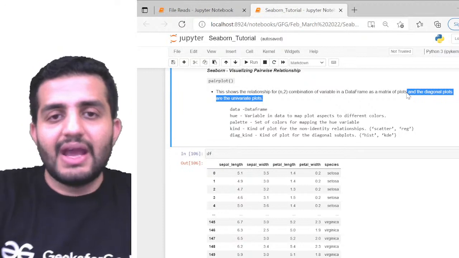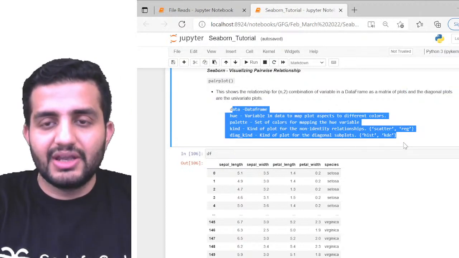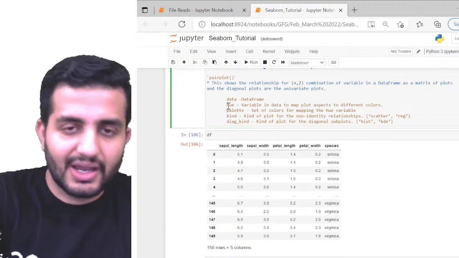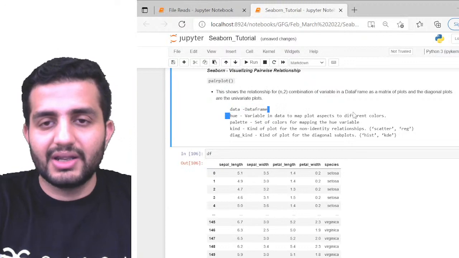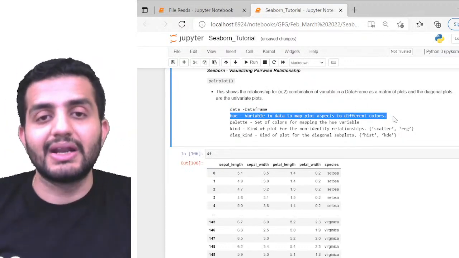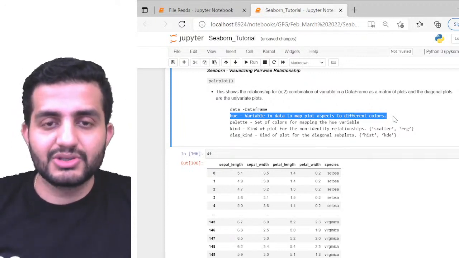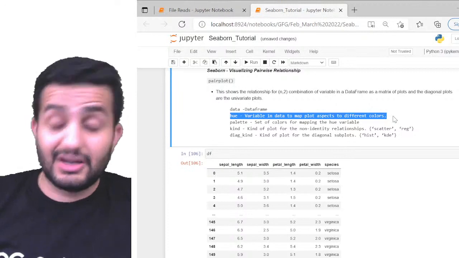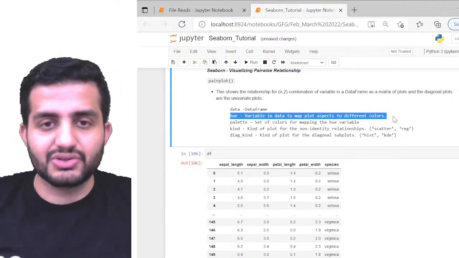Here again, we have certain parameters which can be passed at the time of creation of my plot. So I have data, which is my data frame. And then I have hue as always, so I'll be plotting the third dimension to my data. Then I have palette, which is the colors for mapping the hue variable, exactly what color. You remember we were talking about palette and aesthetics and everything, so we can pretty much do that.